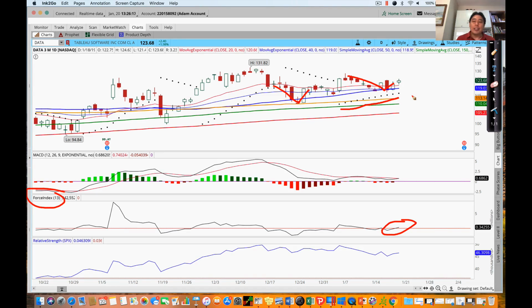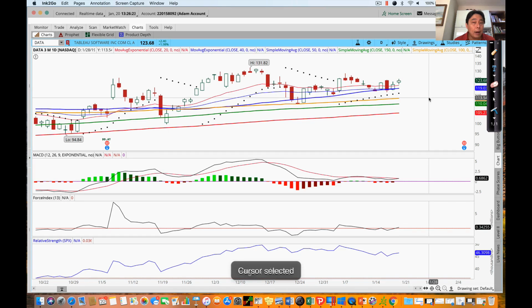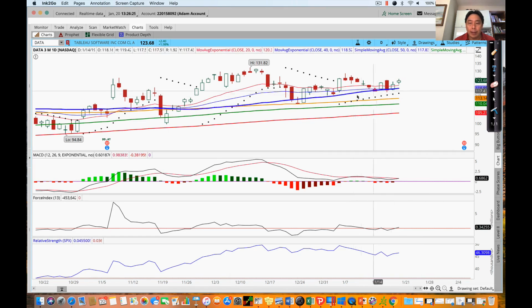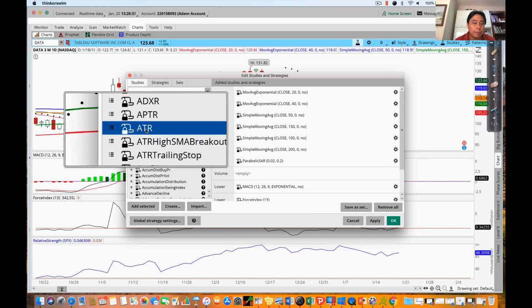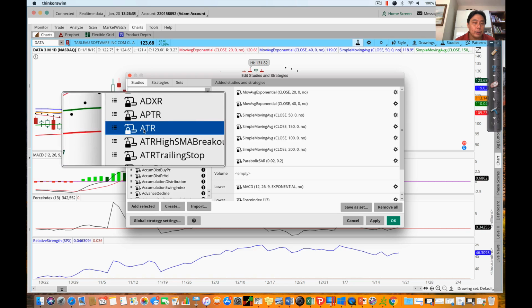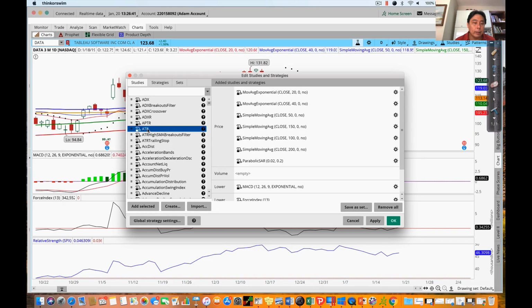All right, so let's imagine you like to take this trade. So where would you put a stop loss? 1 ATR below the moving average. So again, how do you calculate ATR? There are 2 ways to do it. One way is to go to your indicator. And again, you can do it for any software. Look for ATR, or average true range. Click on that.